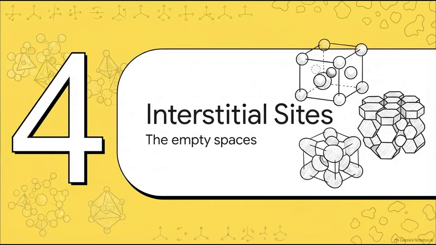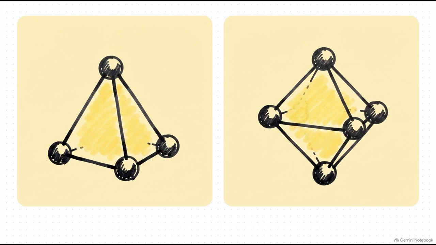Which brings us to Section 4, Interstitial sites. Here's the absolute secret to solid-state chemistry. Even in those tightest, most compact packing configurations we just looked at, empty spaces remain. You literally can't pack spheres without leaving gaps. These gaps are called interstitial sites, and they are incredibly vital for chemical reactions and for mixing different elements together. Notice the geometric difference here.